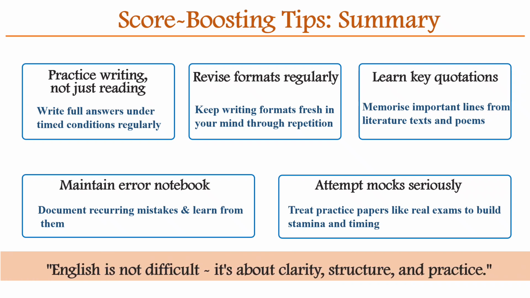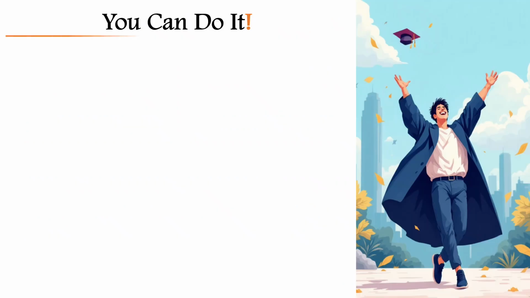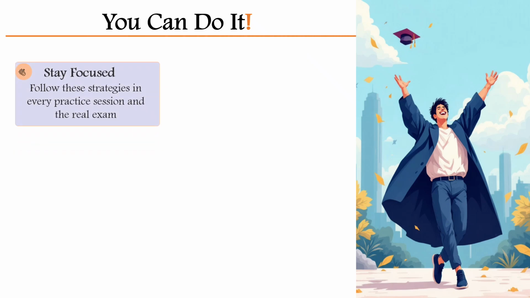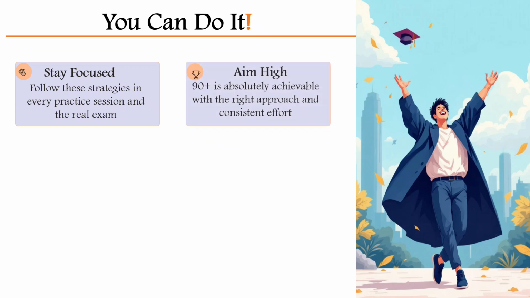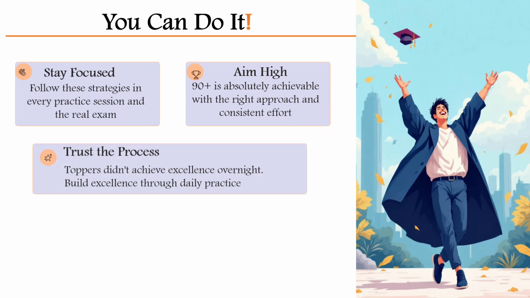English is not difficult, it's about clarity, structure, and practice. You can do it. Stay focused. Follow these strategies in every practice session and the real exam. Aim high. If you want 90 plus, that's absolutely possible, achievable with the right approach and consistent effort. Trust the process. Toppers didn't achieve excellence overnight, they built excellence through daily practice.